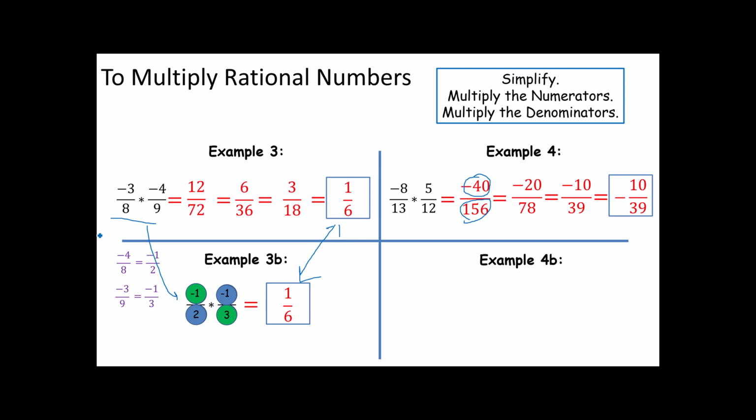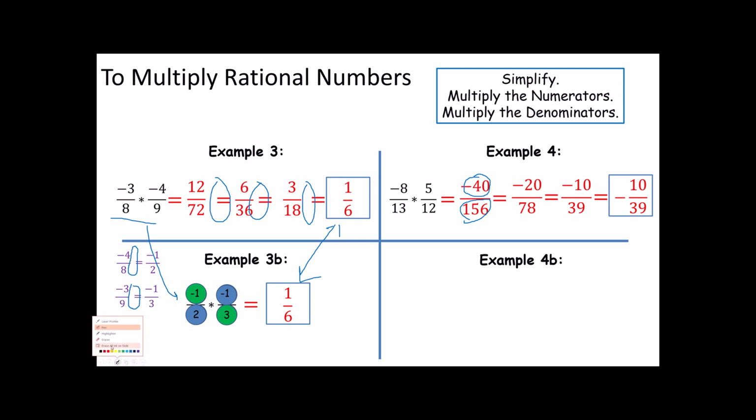The difference is, instead of having to divide by 2 here, and divide by 2 here, and divide by 3 here, I actually divided by 3 right here, and I divided by 4 here, both those 2's. A little bit of a shortcut. It's easier to simplify when we've got small numbers like this than it is to simplify at the end.